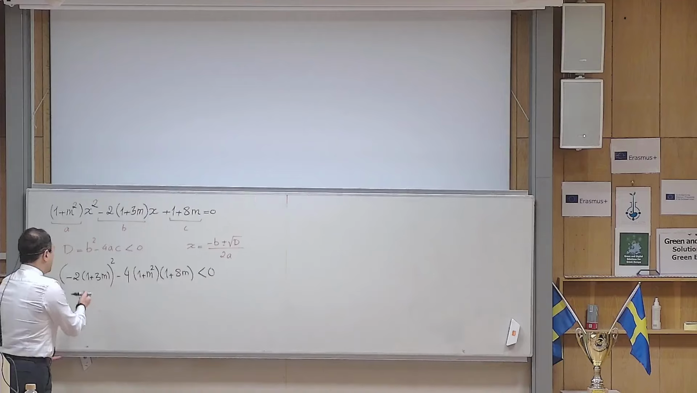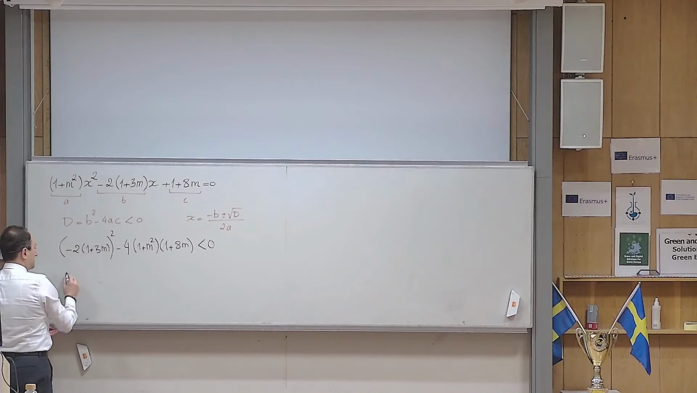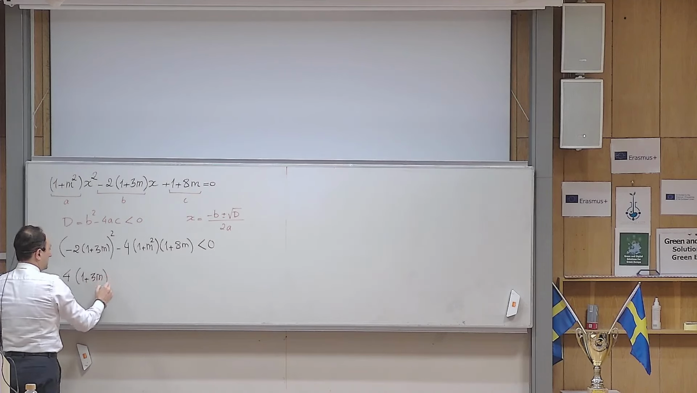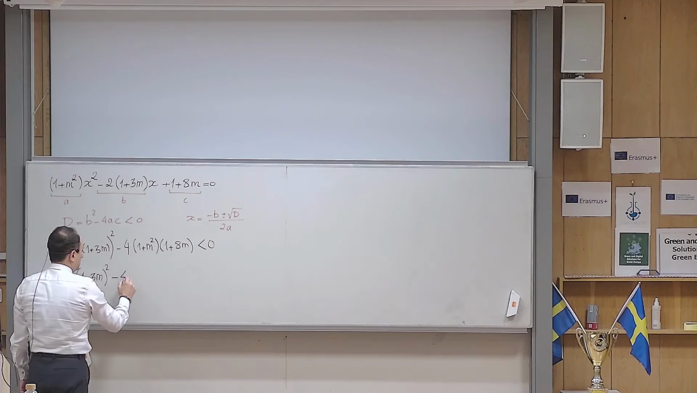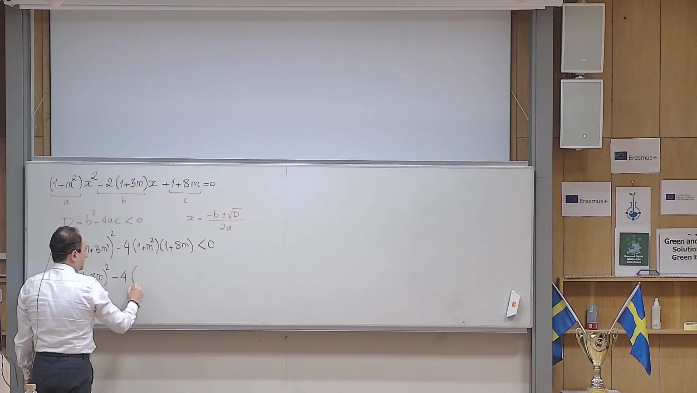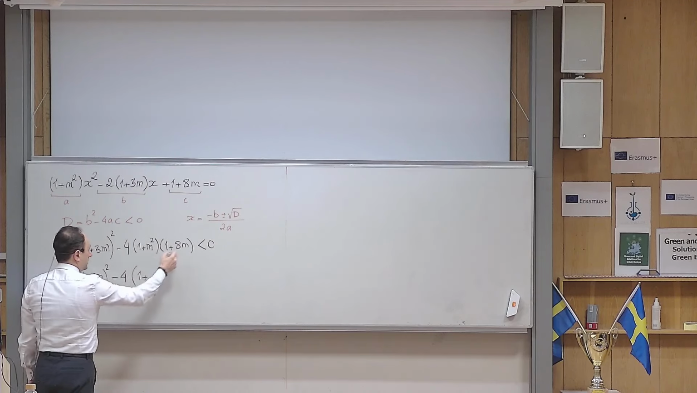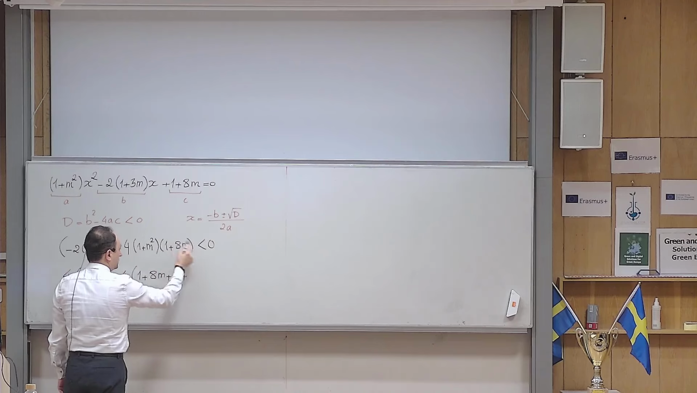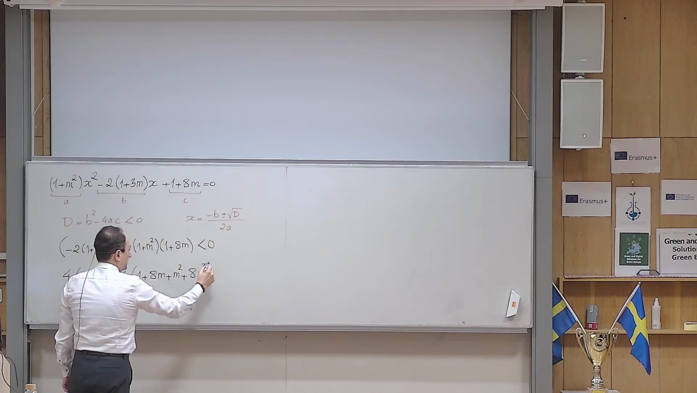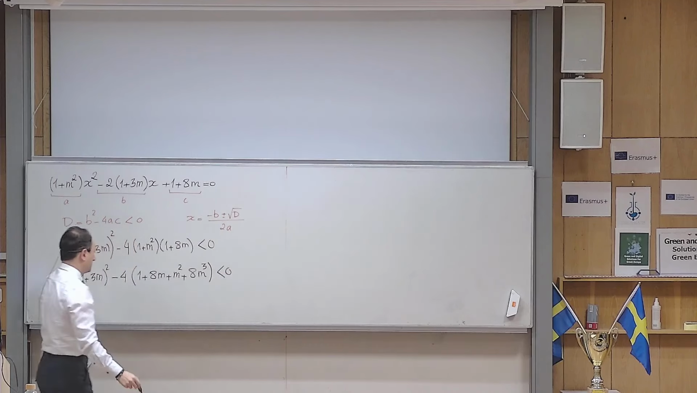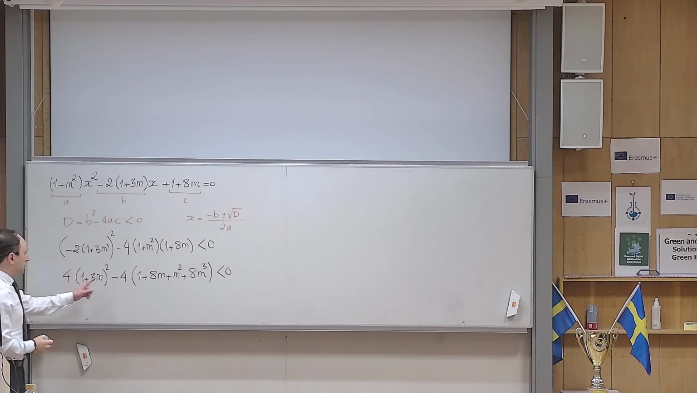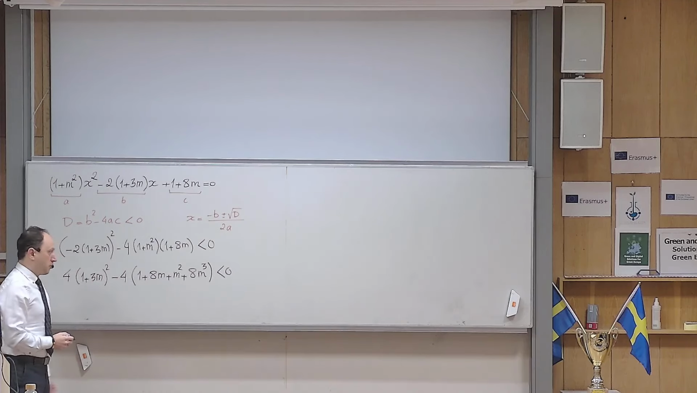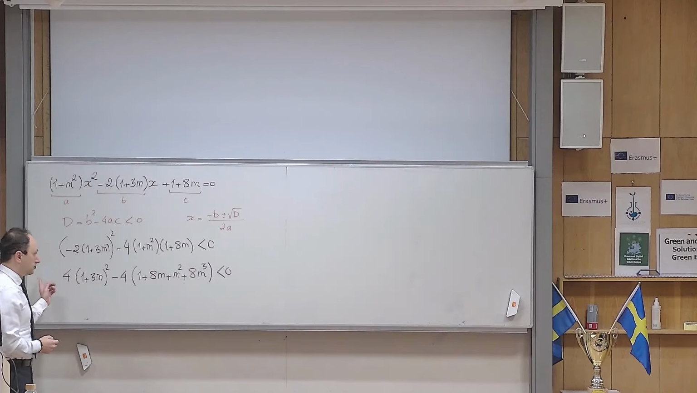When I raise it to the power 2, (−2)² becomes 4, and then this becomes (1 + 3m)². Then I have minus 4 times, where I multiply this by that: 1 times 1, plus 1 times 8m, plus m² times 1, plus m² times 8m, which is 8m³. This is supposed to be negative. I see that I have a 4 here and a 4 there, so I simplify both sides of this inequality by 4, and divide everything by 4. So this 4 is gone.